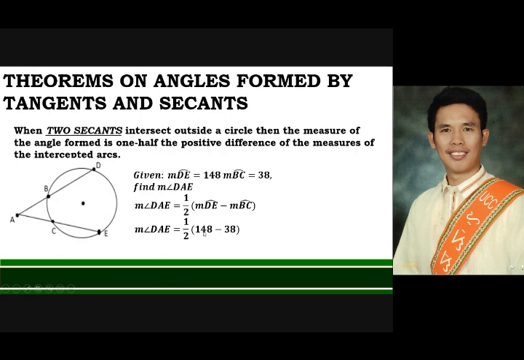Based from the given, arc DE is equal to 148 degrees and the arc BC is 38 degrees. So, kunin natin yung difference ng 148 and 38. Magkakaroon tayo ng 110. Half daw ng positive difference. Therefore, the measure of angle DAE is 55 degrees. So, ganun lang kasimple. If two secants are formed, the only thing you need is to get the half of the positive difference ng inyong two intercepted arcs. So, paano naman kung yung angle ay na-form gamit ang tangent line?